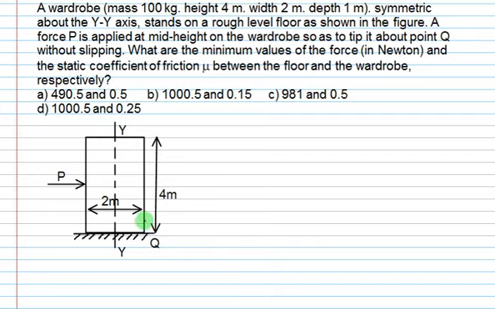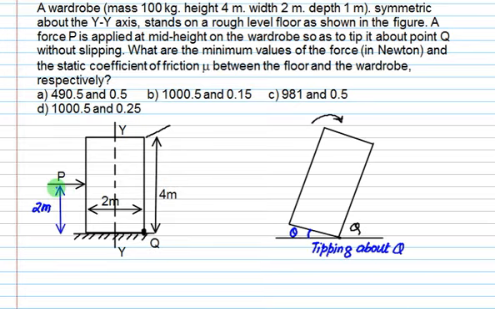So the wardrobe is 100 kg, height is 4 meter, width is 2 meter, and the depth perpendicular to the plane is 1 meter. It is symmetric about the y-axis and stands on a rough level floor as shown in the figure. A force P is applied at the mid height. At the mid height, so this distance is 4, so this equals 2 meter, so as to tip it about the point Q. So tipping occurs at point Q. Point Q is here. What are the minimum values of the force P and the static coefficient of friction mu s between the floor and the wardrobe? This is a GATE 2014 question again.